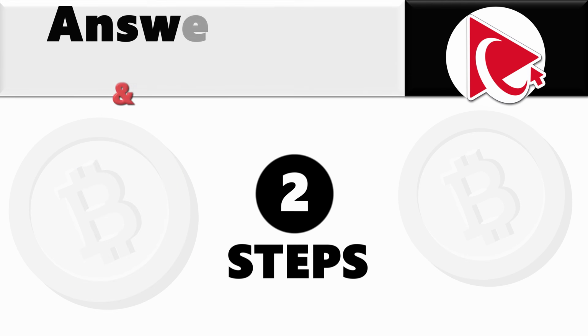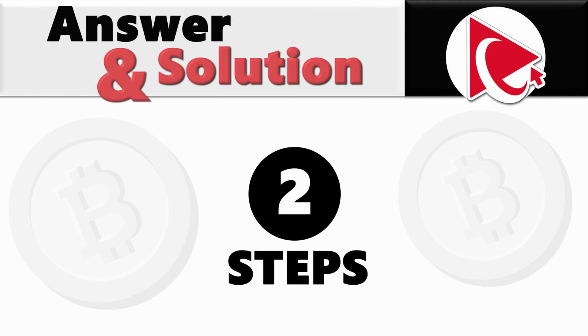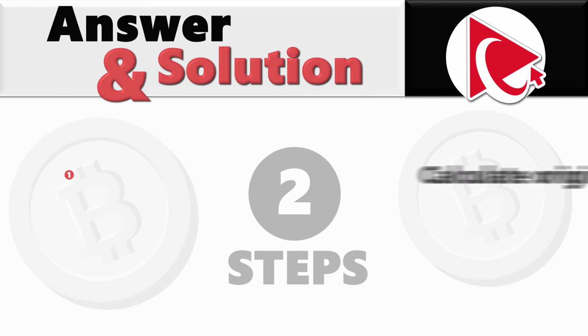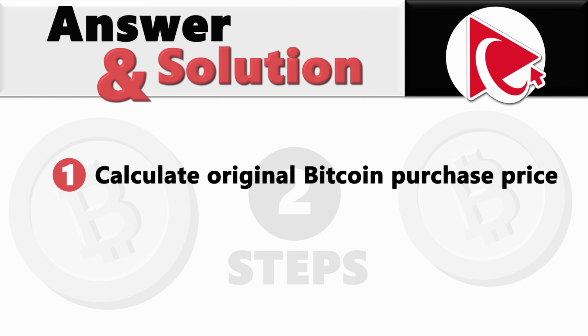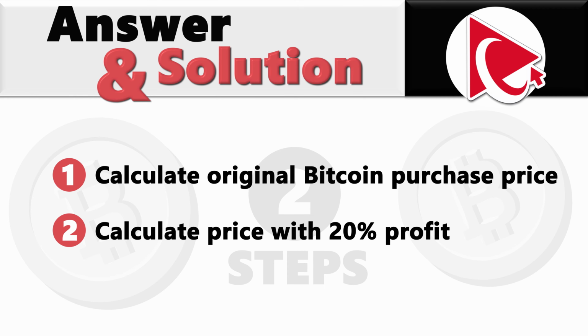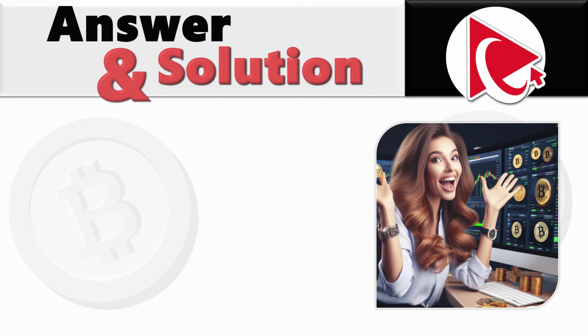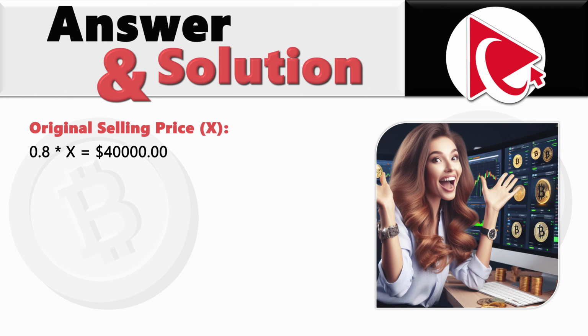The answer here is absolutely not obvious, but we will solve this challenge in 2 steps. In step 1, we'll calculate original Bitcoin purchase price. And then in step 2, we'll calculate the price with 20% profit. We will define a variable X for original selling price. Based on this, we can build a formula. 0.8 multiplied by X equals $40,000.